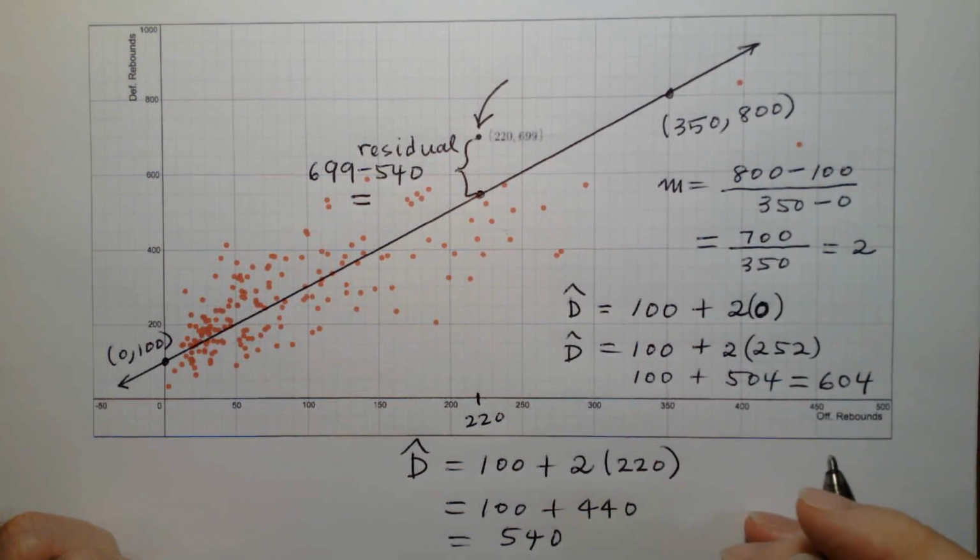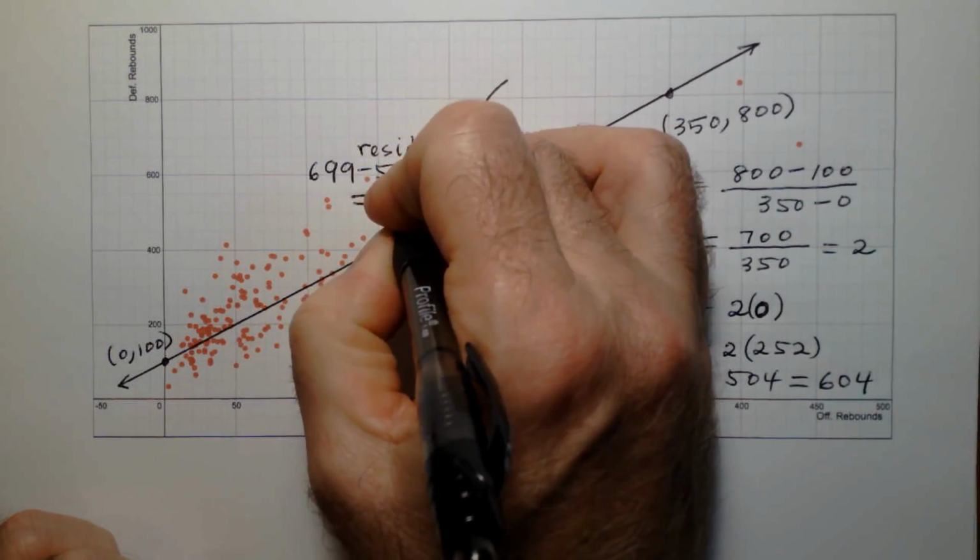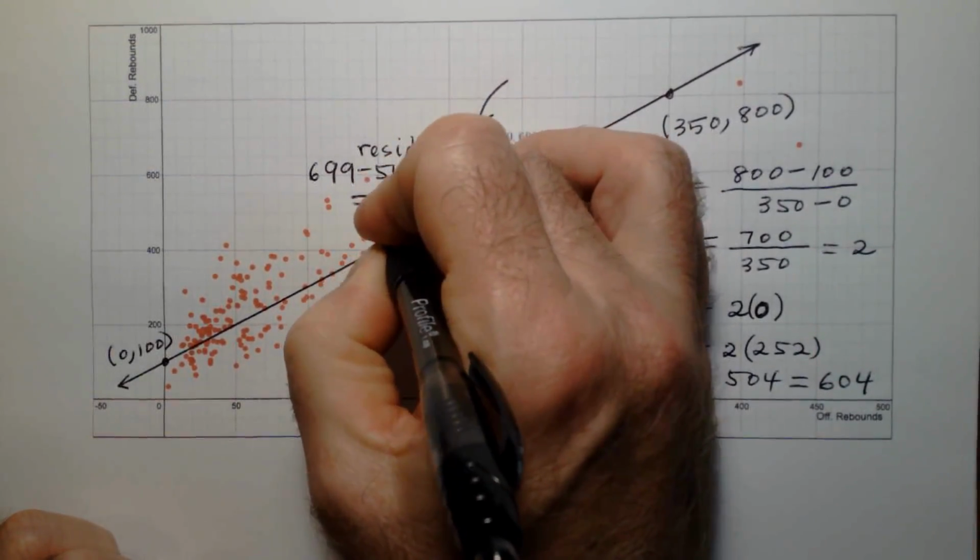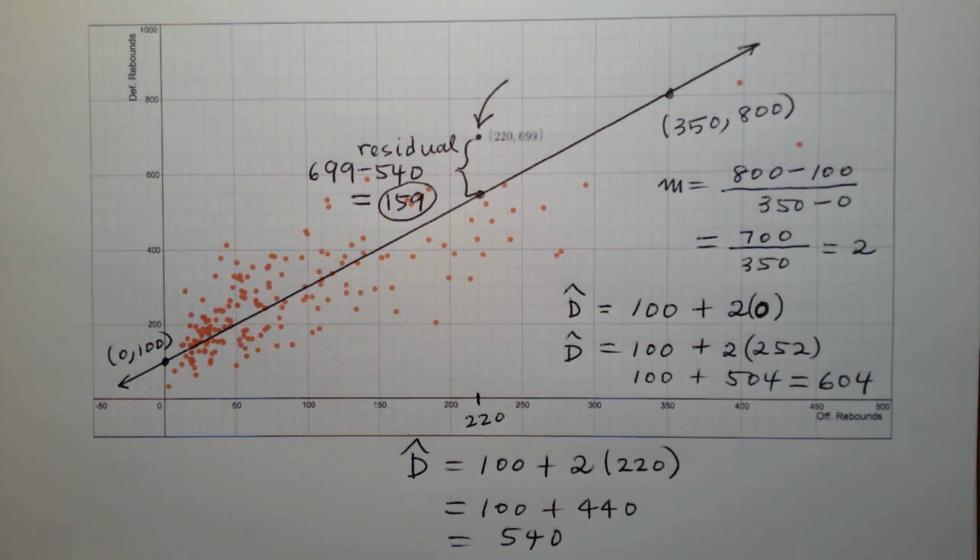And so that particular data point has a corresponding residual of 159. There's 159 additional rebounds that were not predicted by the model. So the model predicted 540. There's another 159 that are unaccounted for by the model. So the model only gets you so far.